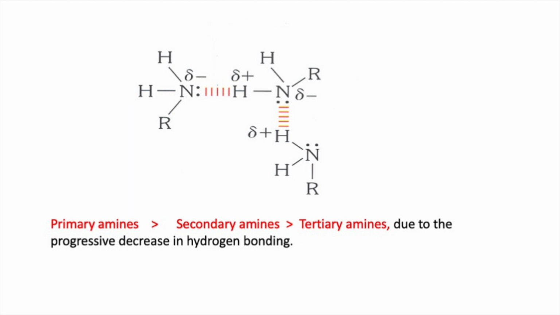Now a tertiary amine has a much lower boiling point than a primary or a secondary amine because it can't form intermolecular hydrogen bonds between its molecules, because there are no NH bonds in a tertiary amine, because there are three alkyl groups attached to the nitrogen.